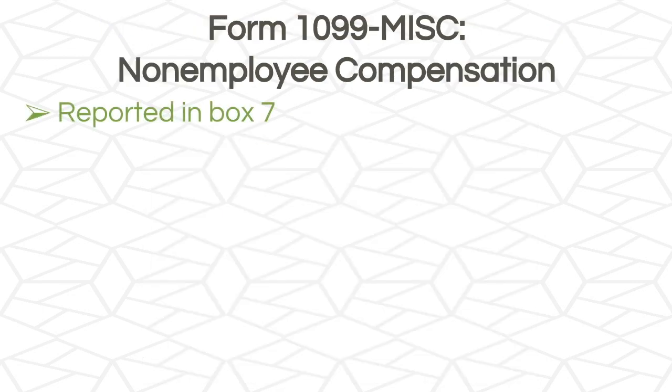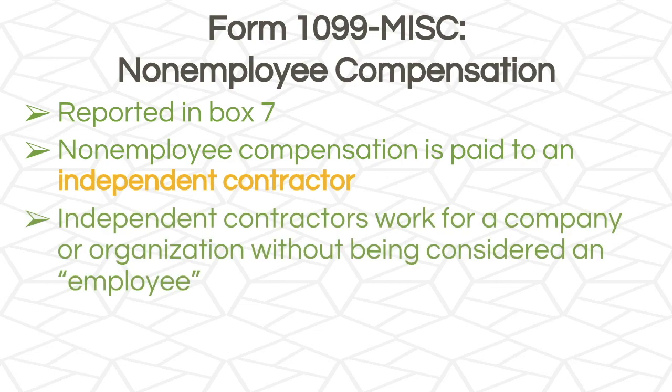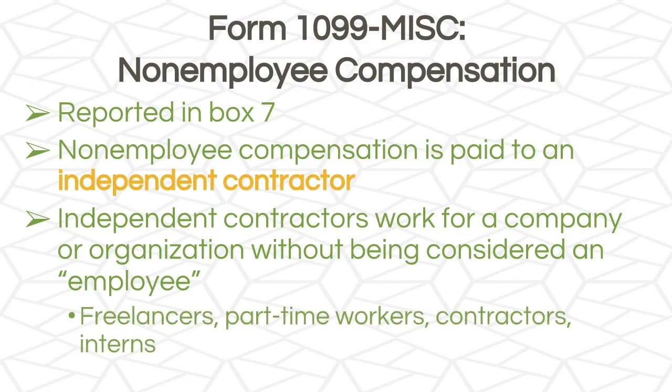So business income that's reported in box 7 of a 1099 miscellaneous can go by several different names. It's listed as non-employee compensation, which is paid to an independent contractor. These are people who typically work for a company or organization without being considered an employee, and this includes folks like freelancers, part-time workers, contractors, and interns.